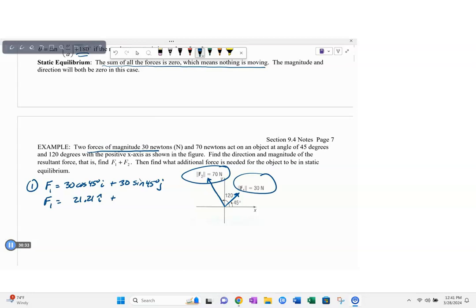Sometimes I get lazy and don't put my hats on. 30 times sine of 45 degrees, 21.21. Okay, there's the first one. Let's do the second one.